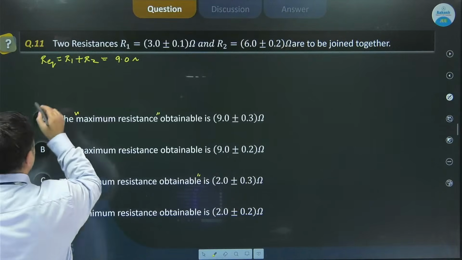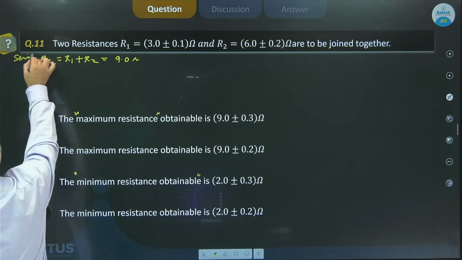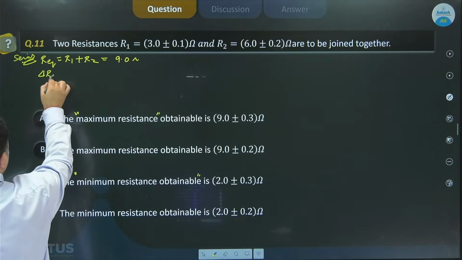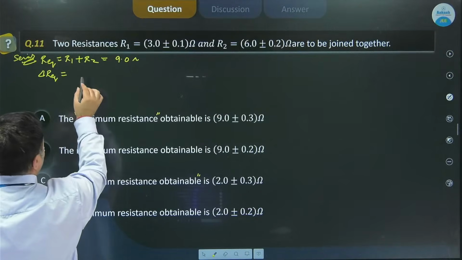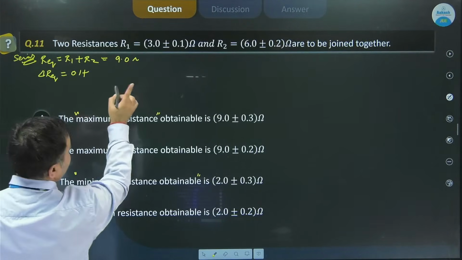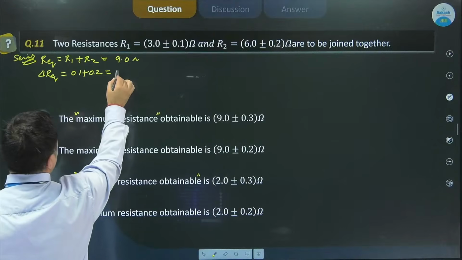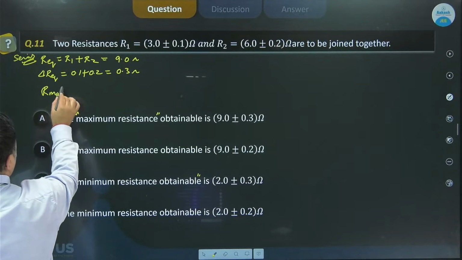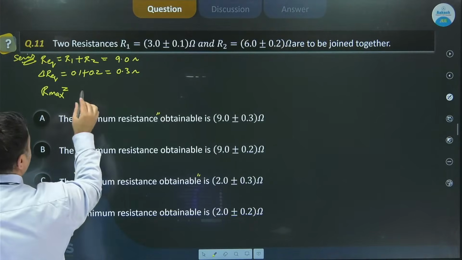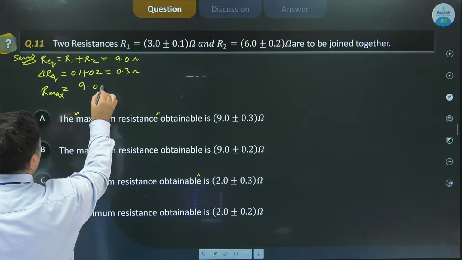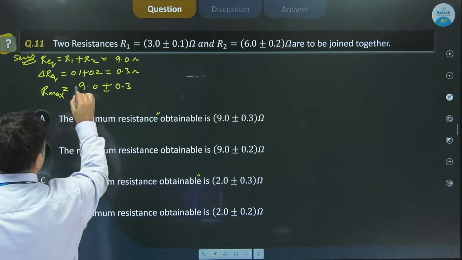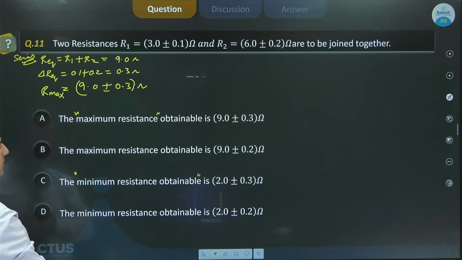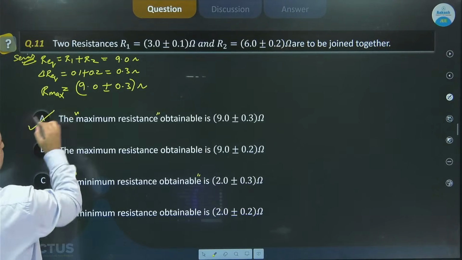Now we are solving it for the series combination, so the error should also be added. The error in the series combination will be 0.1 plus 0.2, which is 0.3 ohm. So the maximum obtainable resistance with error will be 9.0 plus minus 0.3 ohm. So option A should be correct.